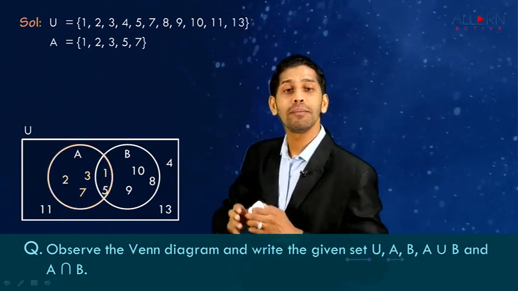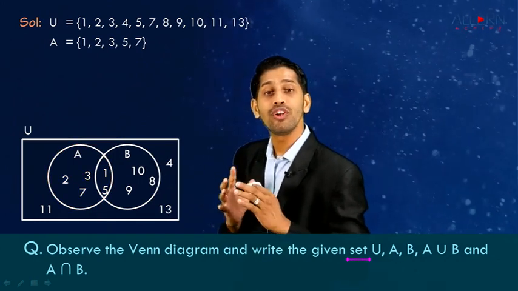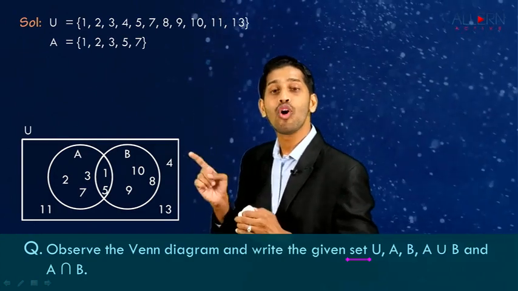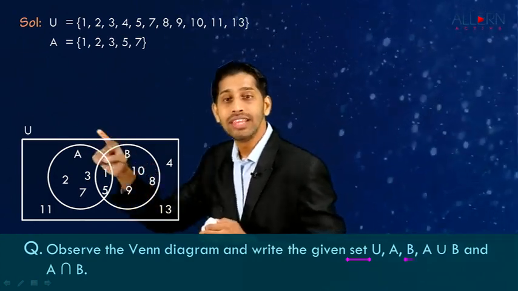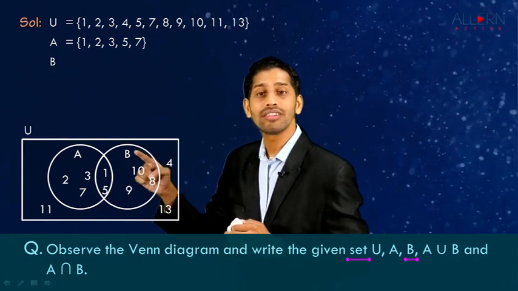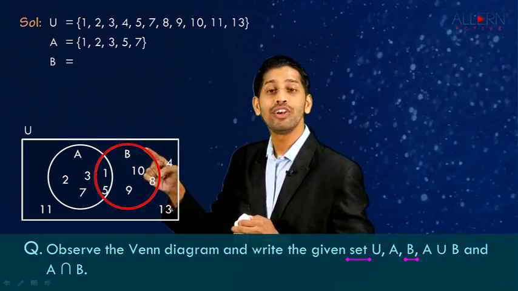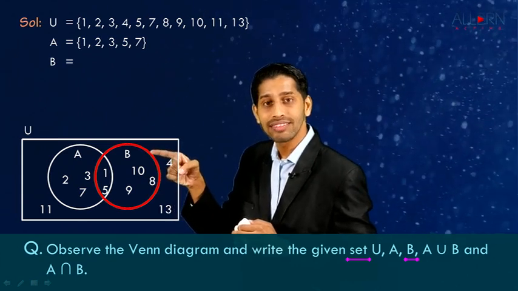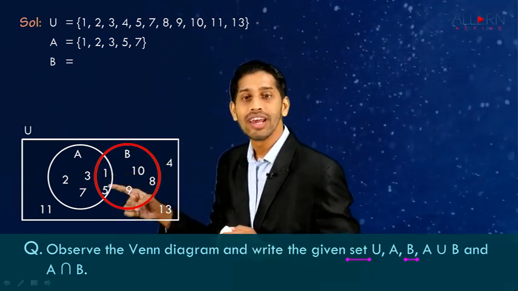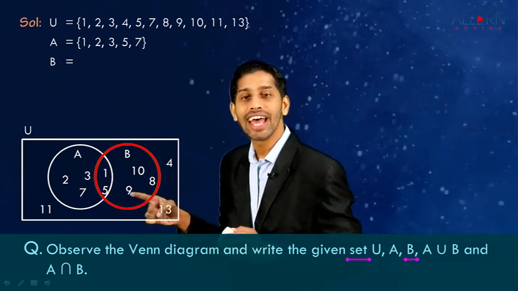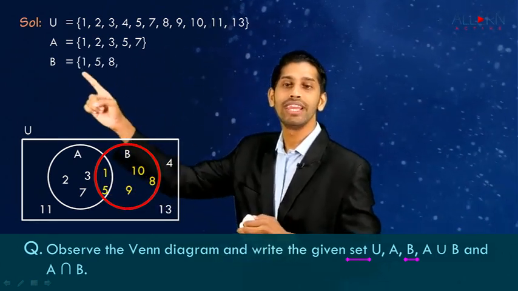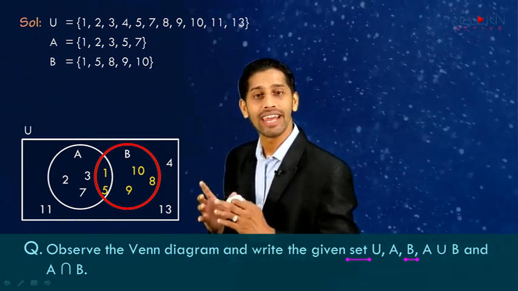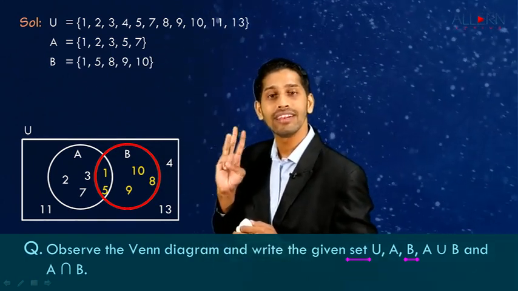Next is set B. That means we need to write only those numbers which are present in set B. If you observe this Venn diagram, this circle is for set B. That means we need to write all the numbers which are present in this circle, that is 1, 5, 8, 9, 10. So we write B is equal to 1, 5, 8, 9, 10. So we have written set U, set A and set B.